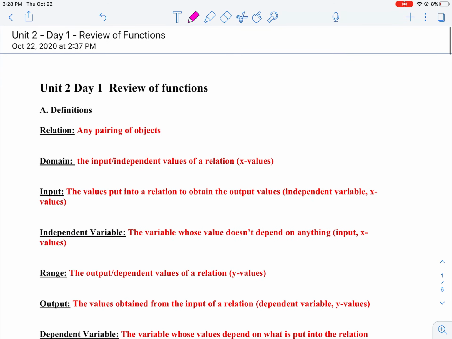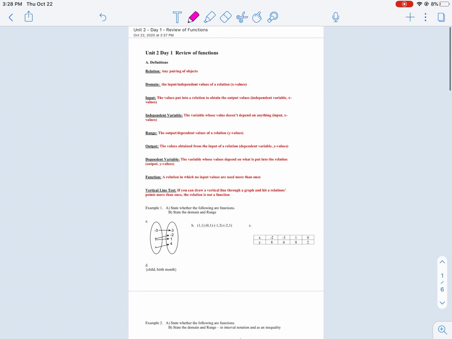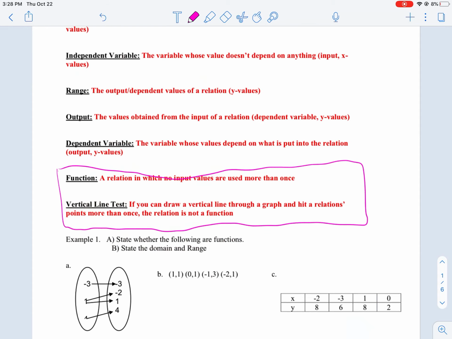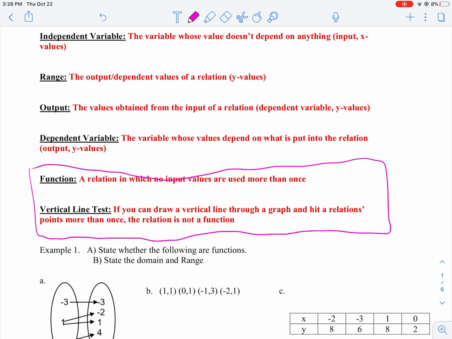Before we talk about functions in this unit, we have to first review what a function is. I got a list of a bunch of terminology here. I'll let you read that on your own. Some of this may seem familiar, some of it may not. But I really want to emphasize this portion right here, where it says a function is a relation in which no input values are used more than once.